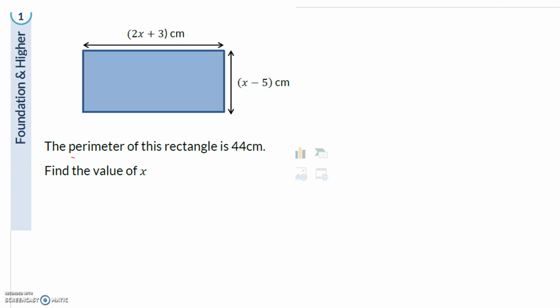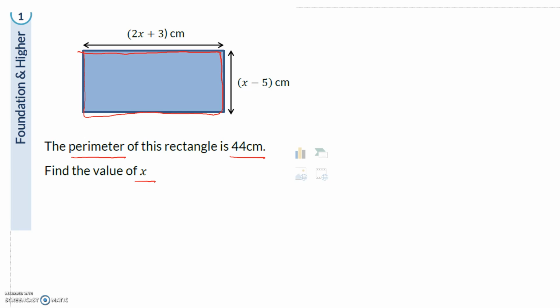The perimeter of this rectangle is 44 centimetres. Find the value of x. The first thing we need to notice is we've got perimeter. What's the perimeter? The perimeter is the lengths of all the sides added together. A really common mistake here would be to multiply those two brackets, 2x plus 3 and x minus 5. That would be wrong. That's going to give me the area. So we need to find the perimeter.